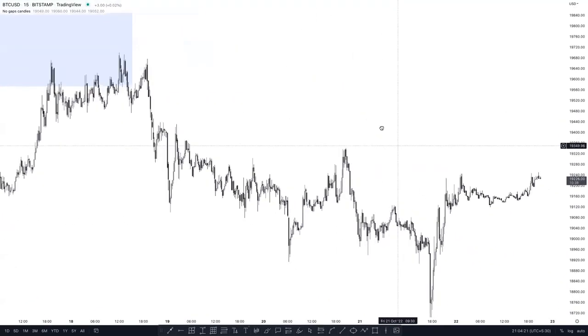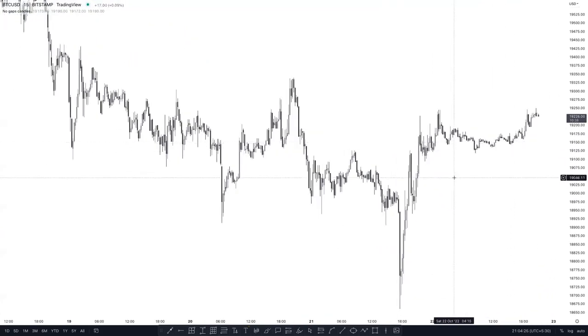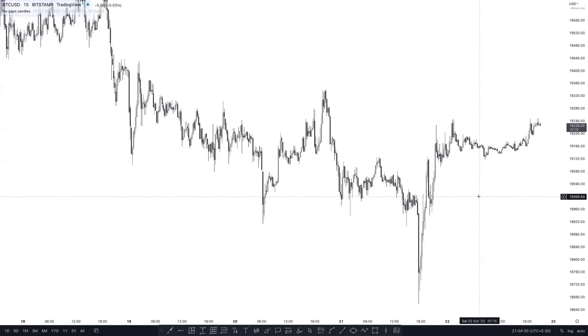If you start mapping the structure here in a 15-minute, then how will you see the structure in a 15-minute in Bitcoin? So everyone mark the correct and valid lower low and lower high, inducement and break of structure. Everyone can mark here.